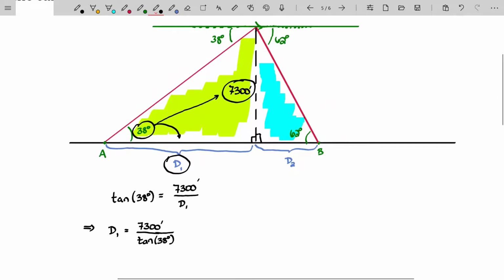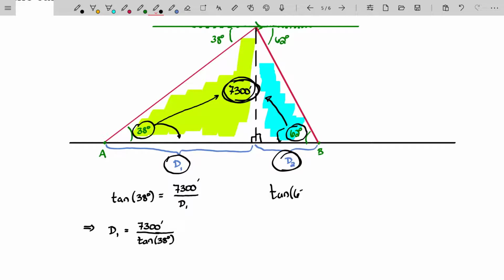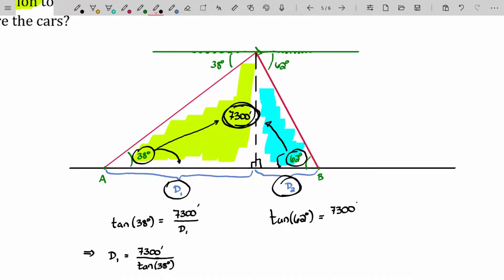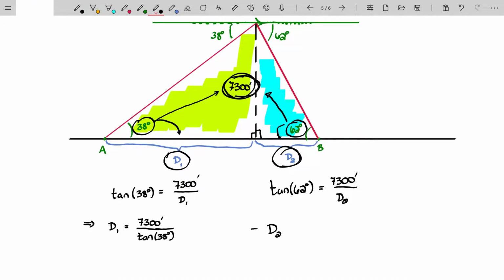The other one, again, what relates this known information to the unknown information? Well, that again is opposite over adjacent. And so therefore, again, we have tangent, this time of 62 degrees, is equal to the 7,300. Did I say 71 earlier? If I did, I meant 7,300. Just double check, yeah. 7,300 feet divided by D sub 2. And therefore, D sub 2 is equal to 7,300 feet over the tangent of 62 degrees.